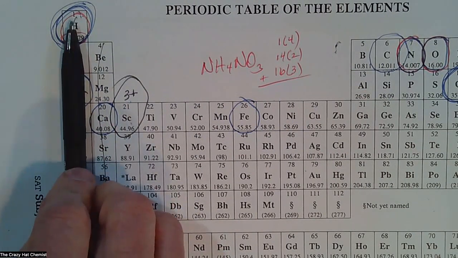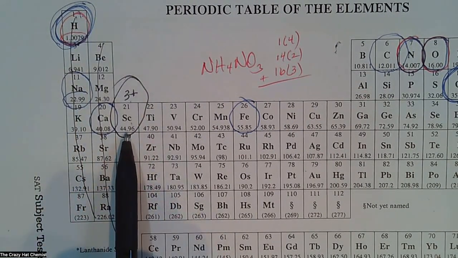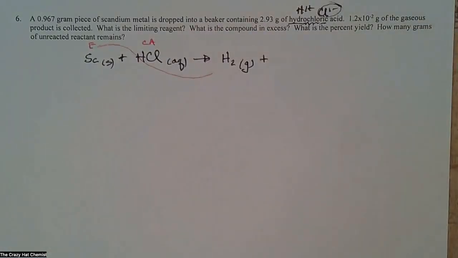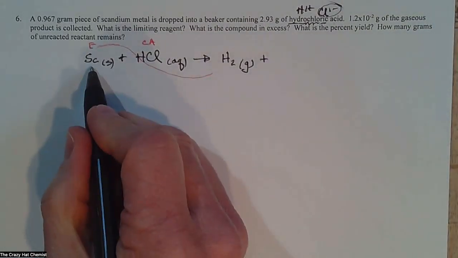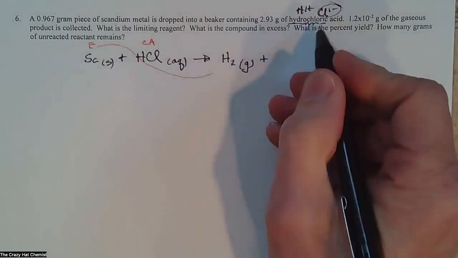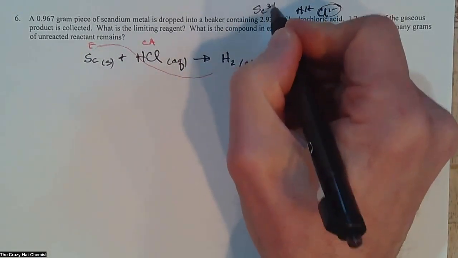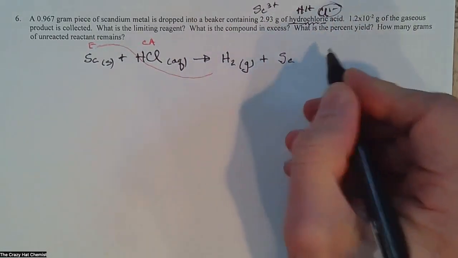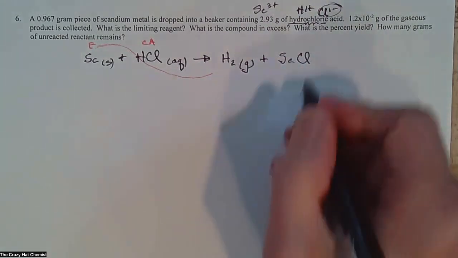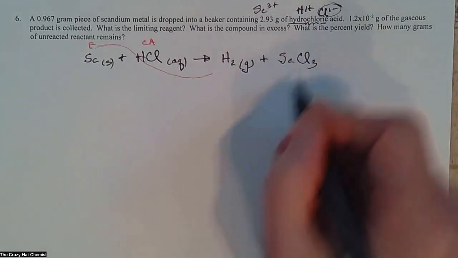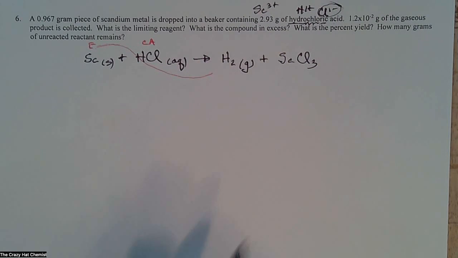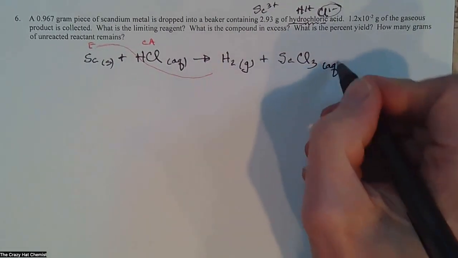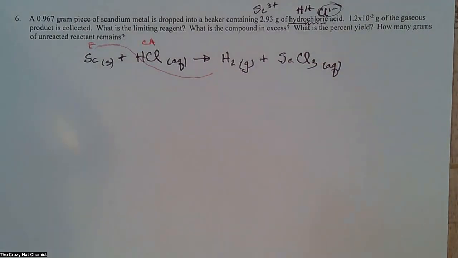It's going to be a 3+. So we're going to have a 1+, 2+, 3+. So what's the charge on the scandium ion? 3+. So we're going to combine the scandium 3+ ion with the chloride. That's Sc3+ with that chloride. That will give us scandium chloride, ScCl3. Chlorides, bromides, and iodides are soluble except for silver, mercury, or lead, and therefore this is aqueous. All right, so now we have our unbalanced equation there.